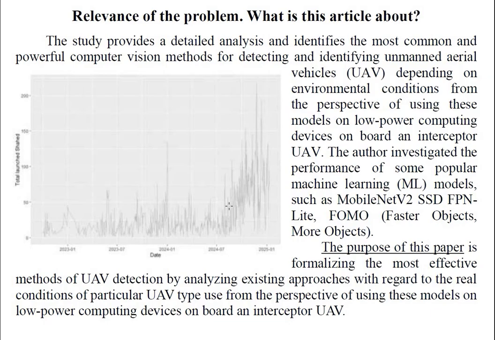So what is this article about? It's some words about the relevance of the problem. The study provides a detailed analysis and identifies the most common and powerful computer vision methods for detecting and identifying unmanned aerial vehicles. To be short, UAVs, depending on environmental conditions, from the perspective of using these models on low power computing devices on board an interceptor.